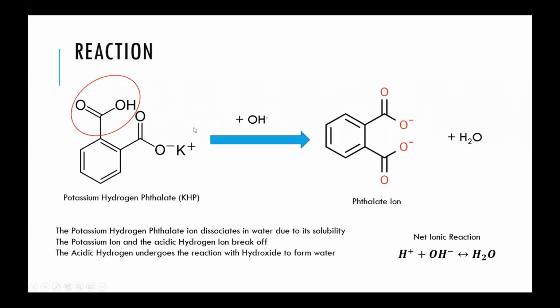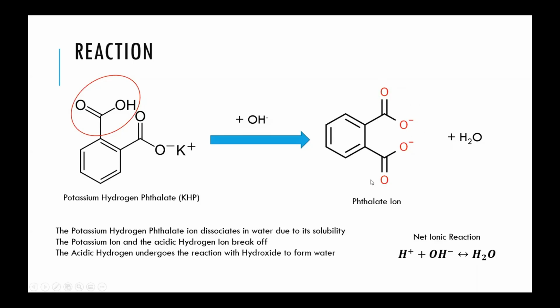In the reaction, this hydrogen, which falls off, reacts with the sodium hydroxide or the hydroxide group to form water. The result of this is the phthalate ion, which is shown here, where you have these two regions of carboxylate areas.